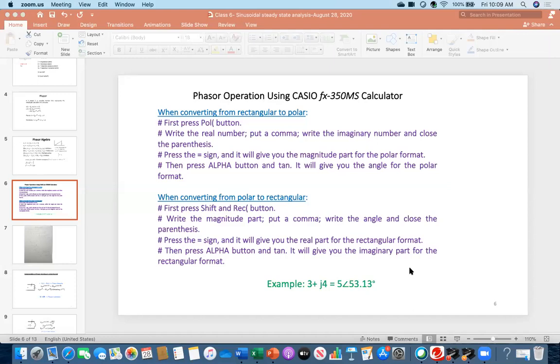So therefore, everybody, you should be able to do that. Otherwise, you cannot go ahead. You cannot solve any problem of the AC circuit. This is a mandatory part. So please confirm that you are able to get this on your calculator.